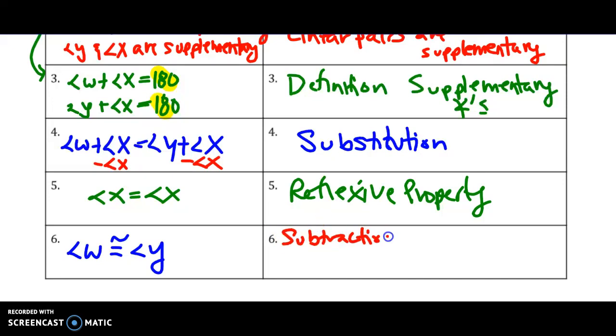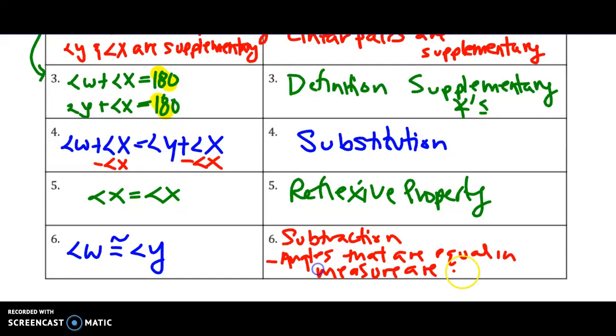Property of equality, and again I'm just going to write subtraction. And notice that I had equal signs above, and now I have a congruency sign. I'm going to say angles that are equal in measure are congruent. Just to explain why I switched notation from equality to congruency.